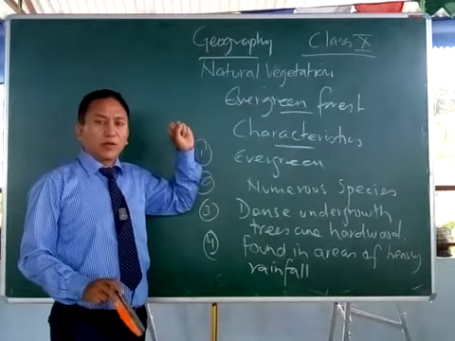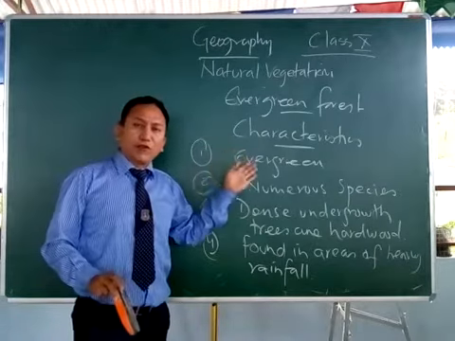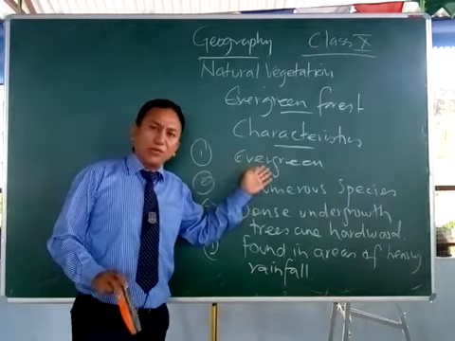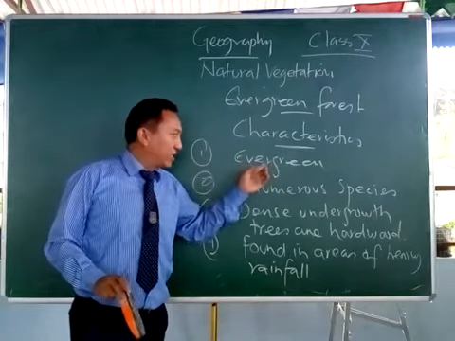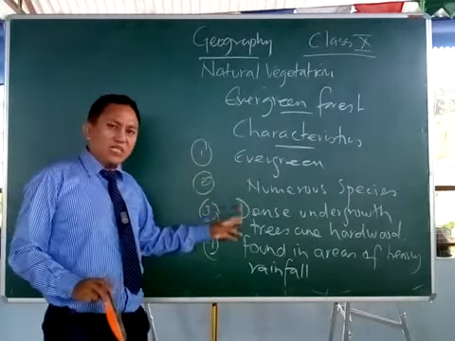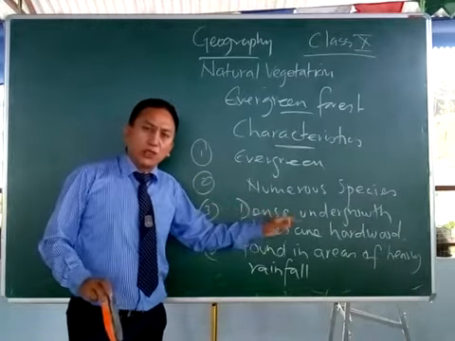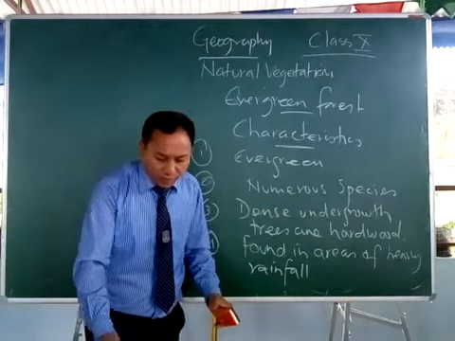forest to be present. That means if you see the characteristics, the evergreen forests are evergreen, that means the trees do not shed the leaves at the same time at a particular season. Number two, there are numerous species, different species, dense undergrowth, and the trees are hardwood. And then number four, found in areas where the rainfall is very, very high.